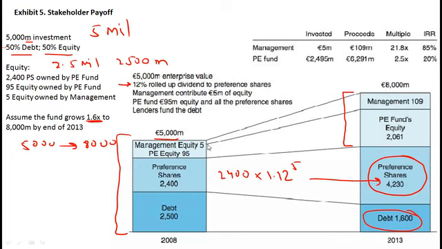How much money did management put in initially? Their 5 million became how much? 109 million. So that's why some founders of startup companies tend to do really, really well. These are the guys who worked the hardest. So their 5 million became 109 million. For the private equity firm, the 95 became 2,061. So you can see how this works.